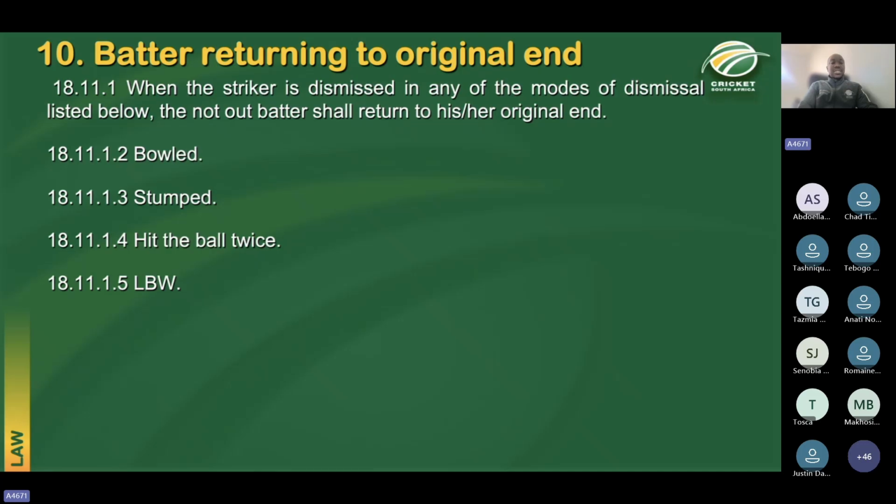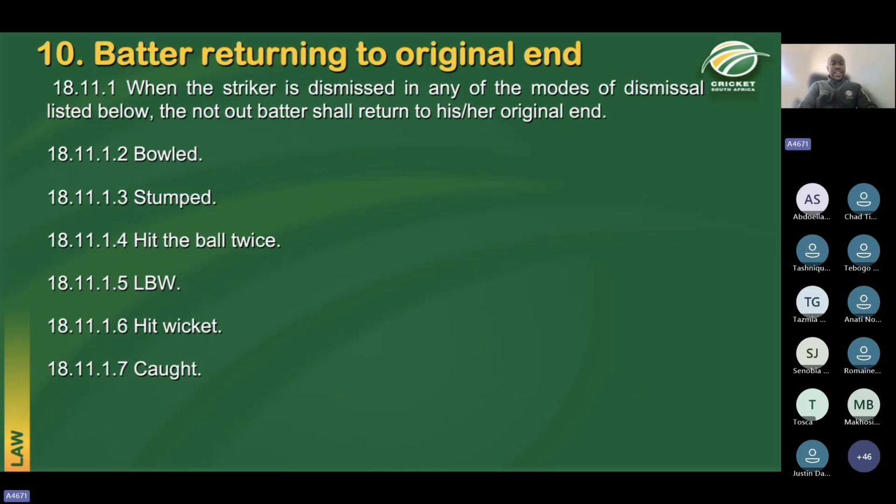If the striker is given out leg before wicket, the non-striker will remain at the non-striker's end. If the striker is out hit wicket, the non-striker will remain at the non-striker's end. And of course, in all these instances, the incoming batter will be on strike. The new batter will be on strike.